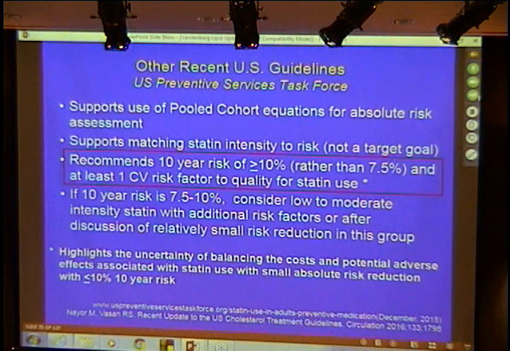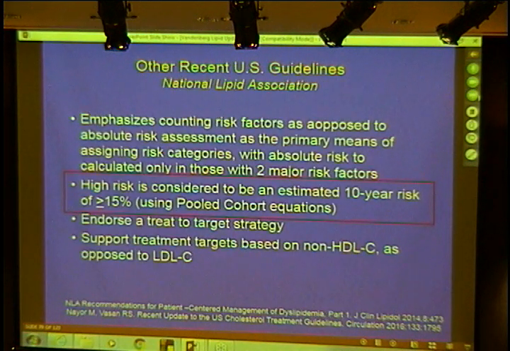Here's where it gets confusing. The U.S. Preventive Services Task Force thinks maybe it's more like 10%. The National Lipid Association is maybe closer to 15%. So in terms of the confusion within all these guidelines, it's that cut point. There's definitely this concept that as your risk goes up, you receive more and more benefit. It's just the controversy is where's that cut point?